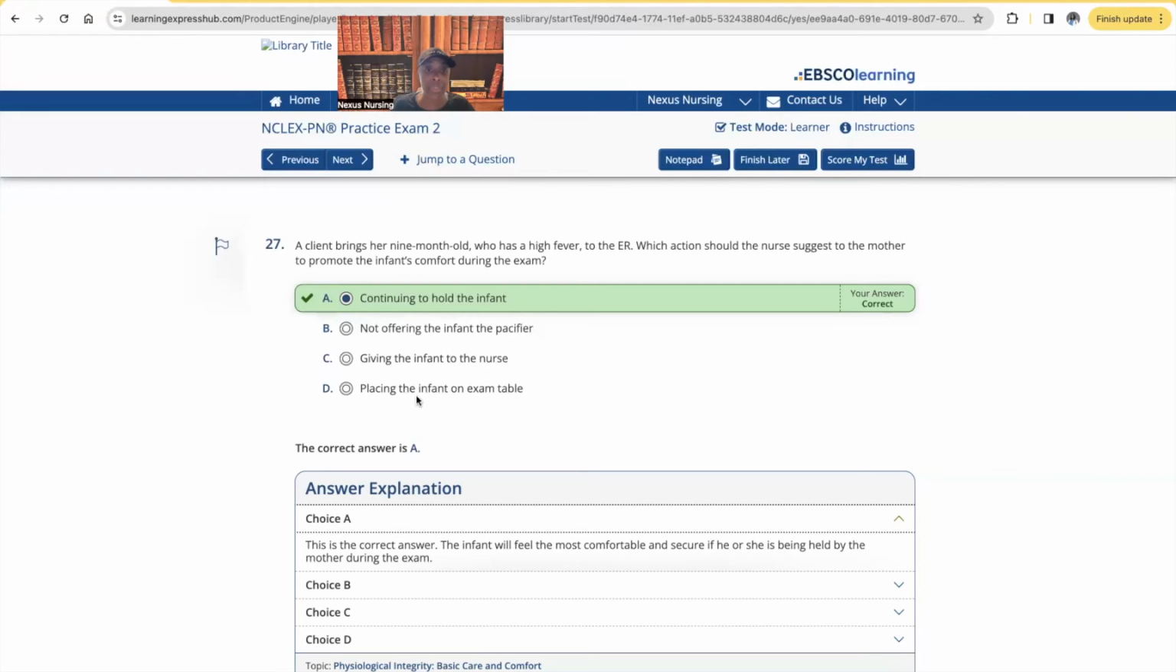And then D, placing the infant on the exam table. You really want that infant to start screaming? Go ahead and do that, right? The best thing to do is allow the parent to hold the infant. So while the infant is feeling secure, you can examine the infant. And again, you're always going to go from least invasive to most invasive.